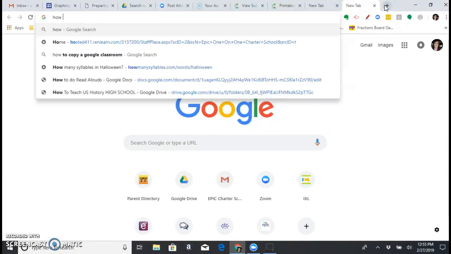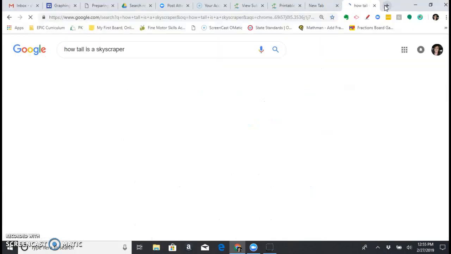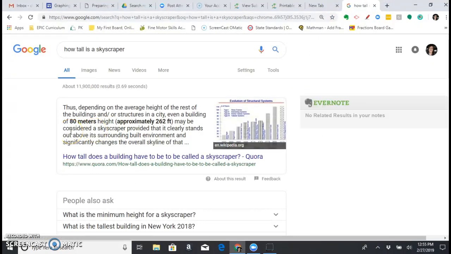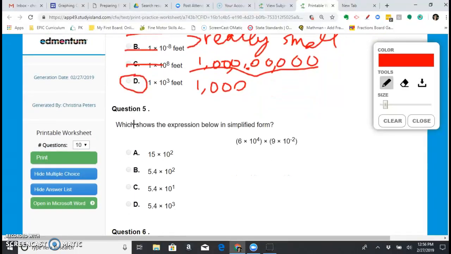Let's take a look. See if maybe we can remember this. The average skyscraper is 262 feet tall. So 1,000 seems pretty high, but this seems way too high. So I will always go with D. It's 1,000 feet tall.